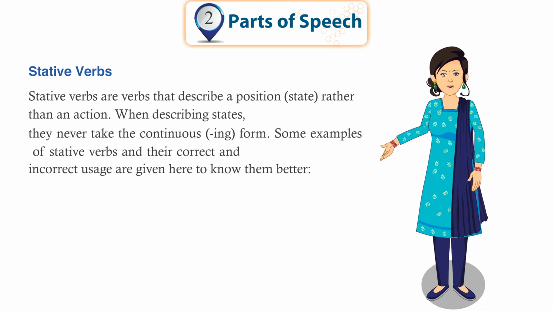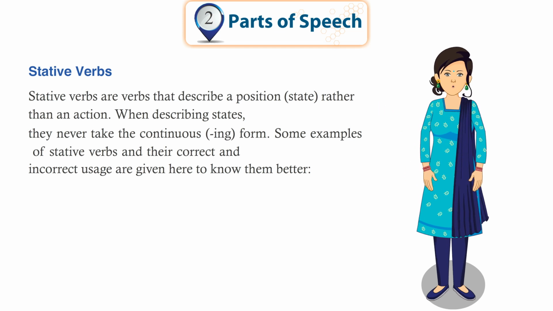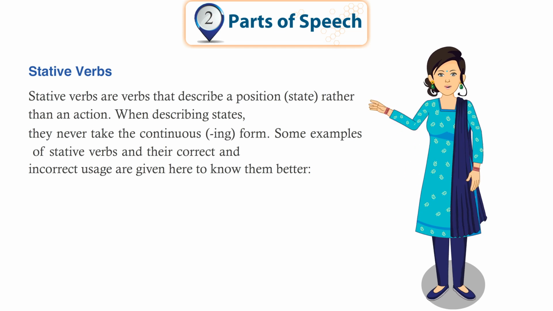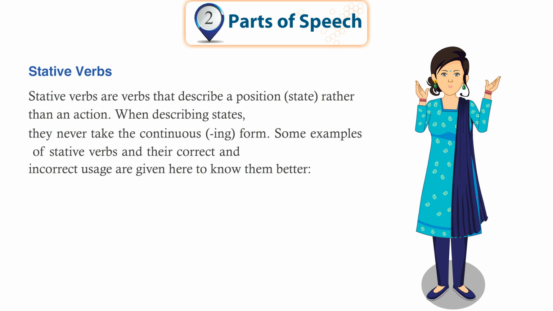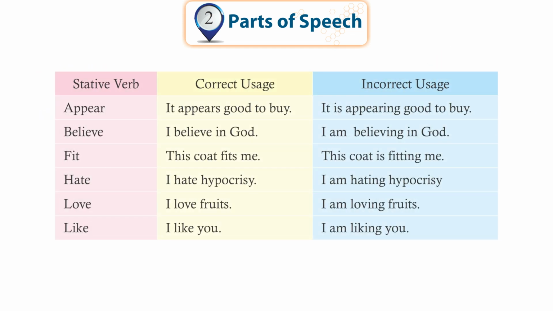Stative verbs. Stative verbs are verbs that describe a position or state, rather than an action. When describing states, they never take the continuous ing form. Some examples of stative verbs and their correct and incorrect usage are given here to know them better.